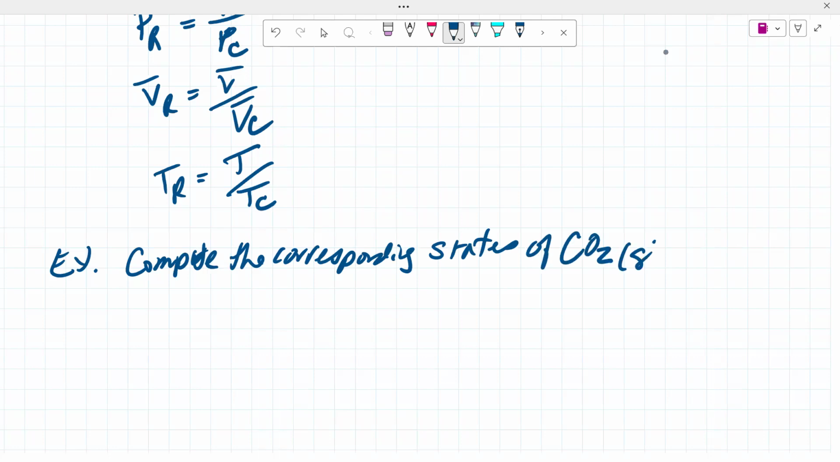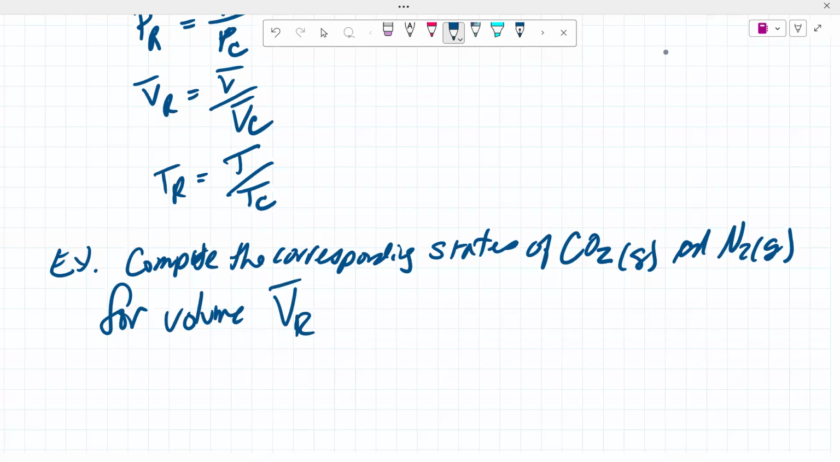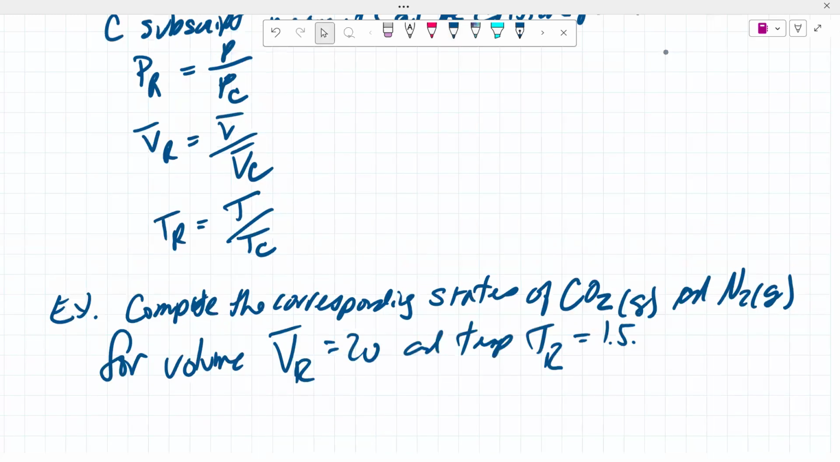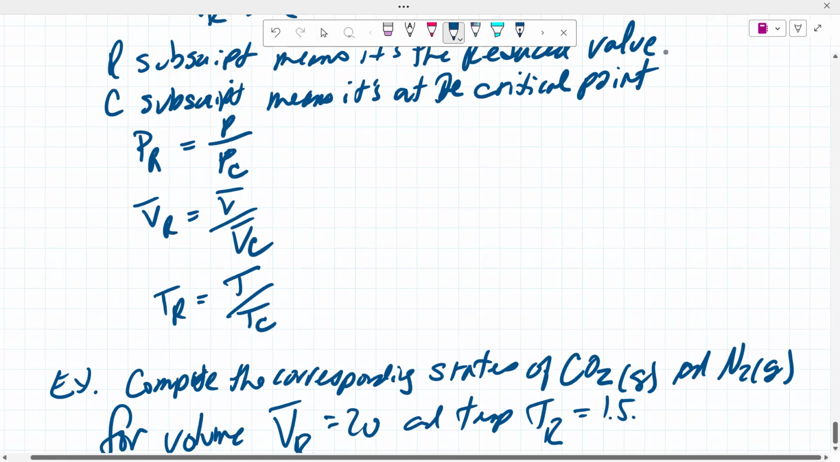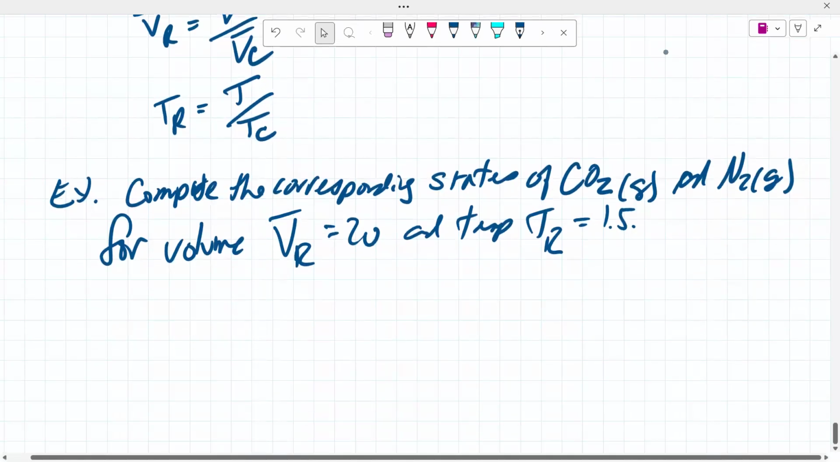CO2 in the gaseous state and N2 also in the gaseous state, for volume V_R, our molar volume equals 20, and temperature T_R equals 1.5. How come these things don't have any units on them? That's not right, is it? Well, it's because these are the reduced forms. They have the units up here, but they're a pressure over another pressure, for example, and the units cancel out. So the sub Rs don't actually have any units on them.